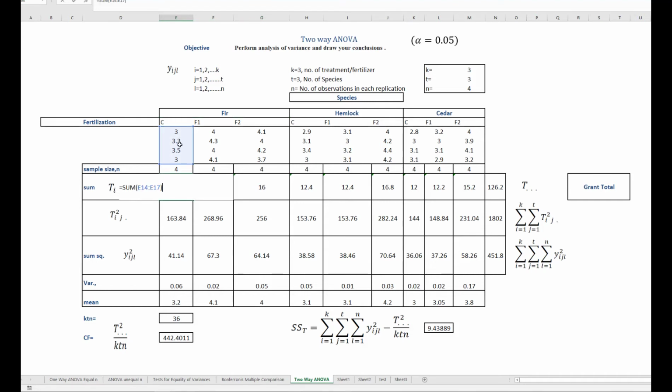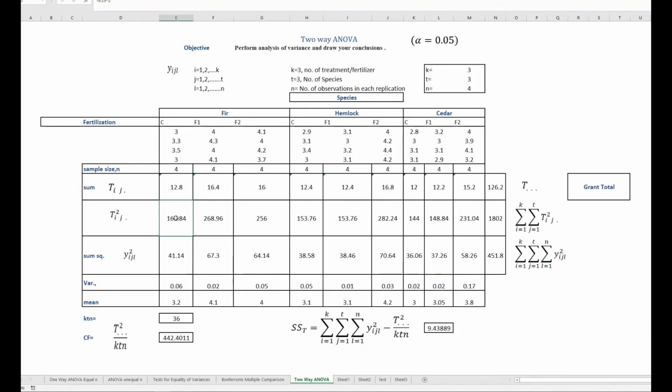And then I tried to find the sum of these 4 values. After I find the sum of these 4 values, you can see that that's the only difference in the lesson. Also in the textbook you will see that this is 15.8, but it should be 15.2. And then you can see that I sum all of those sums. When I sum them, this is the grand total. That means T dot dot dot, the sum of all of them, is 126.2. So that's the grand total.